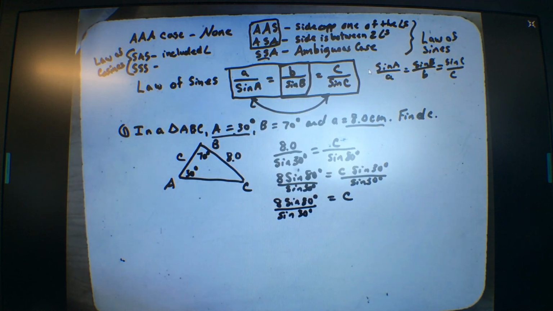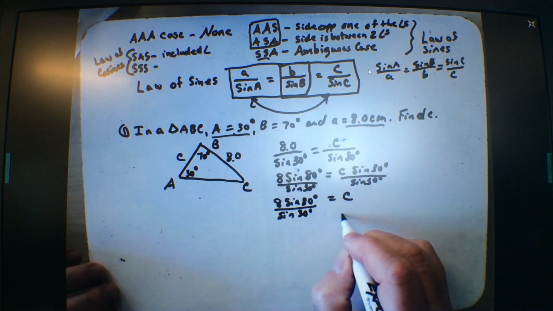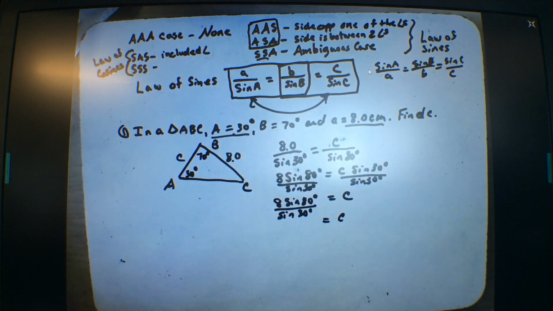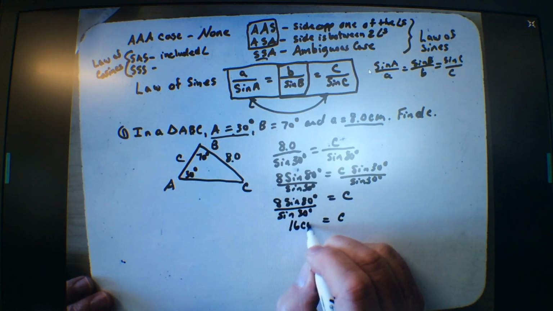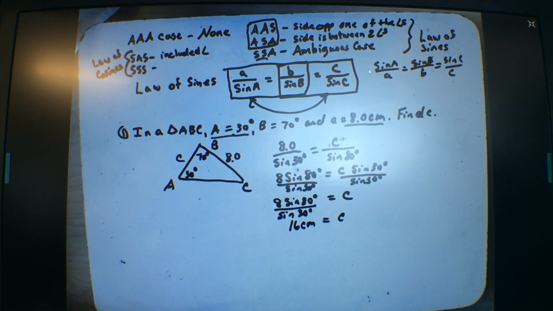Now when you do this, try to put it all in your calculator at once so that we're not rounding values. You understand what I'm saying? We're not rounding values too soon. So c to the nearest, well, 2 significant digits is what? 16. Do you understand that? Yeah. 16 centimeters. Okay? Questions?